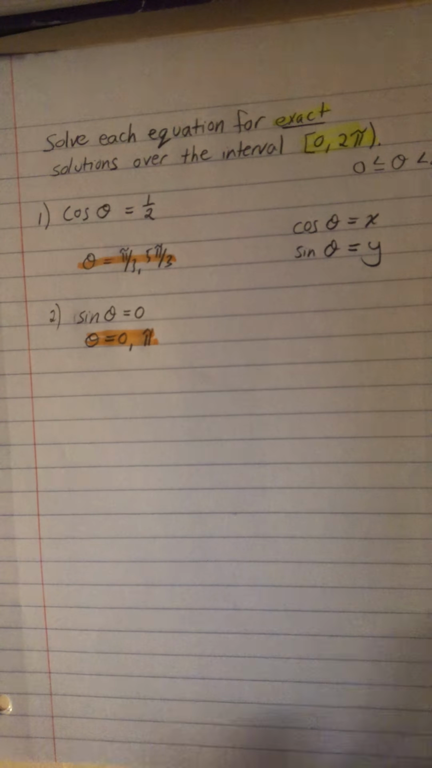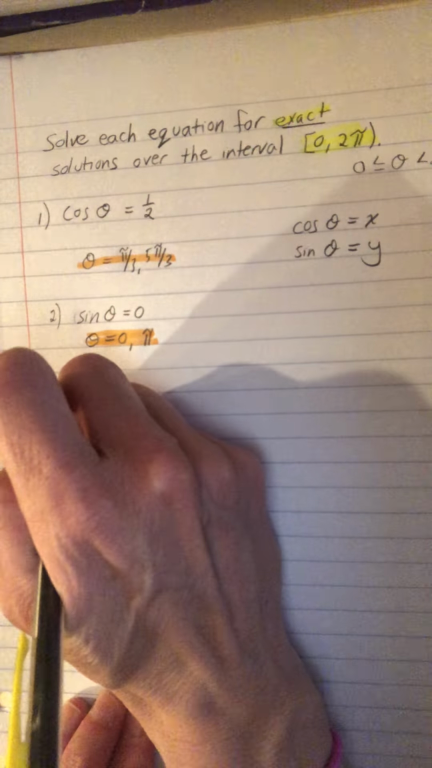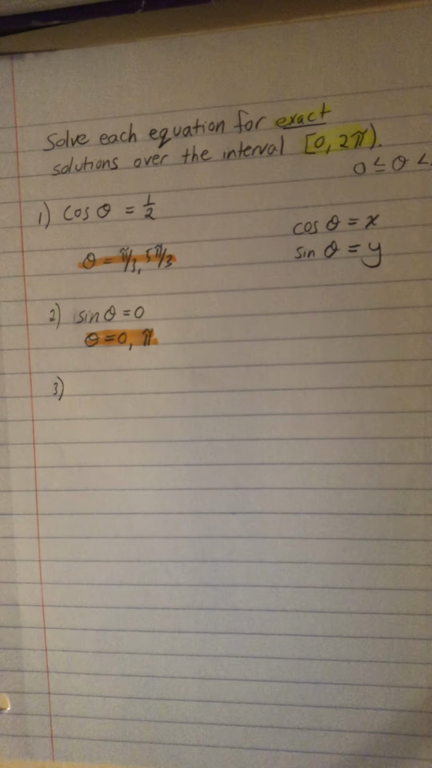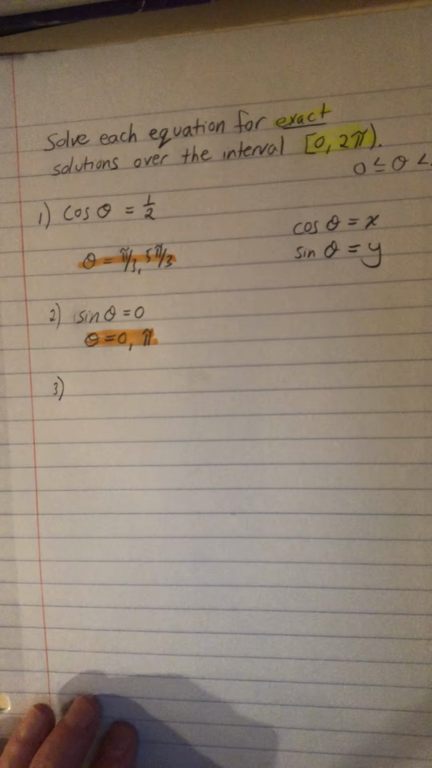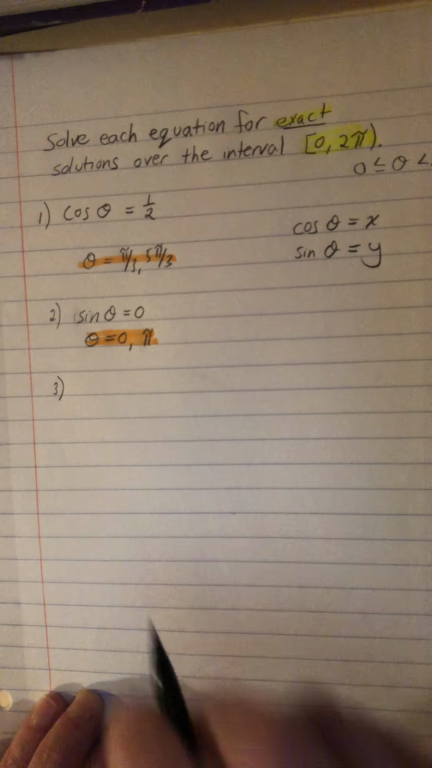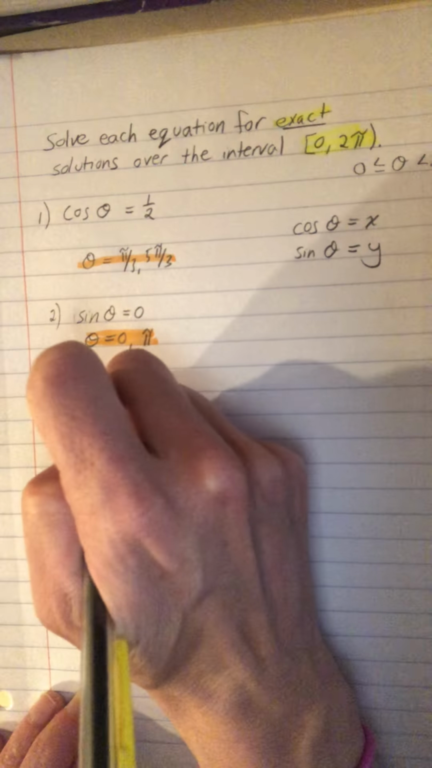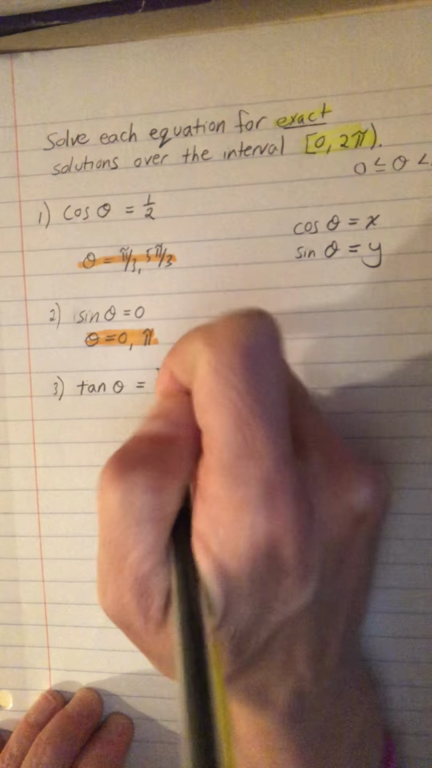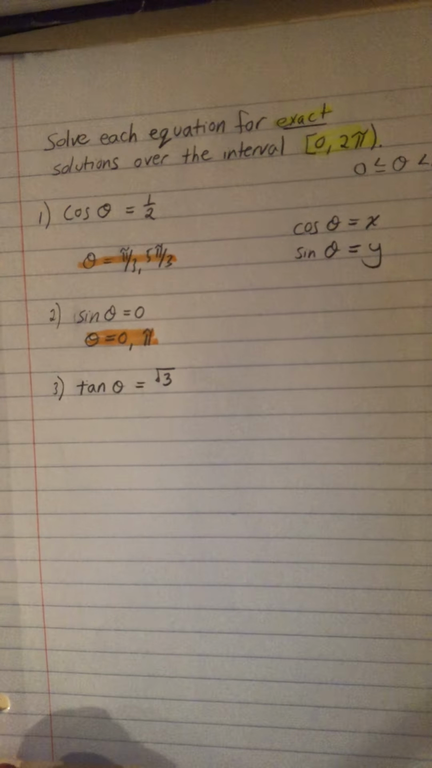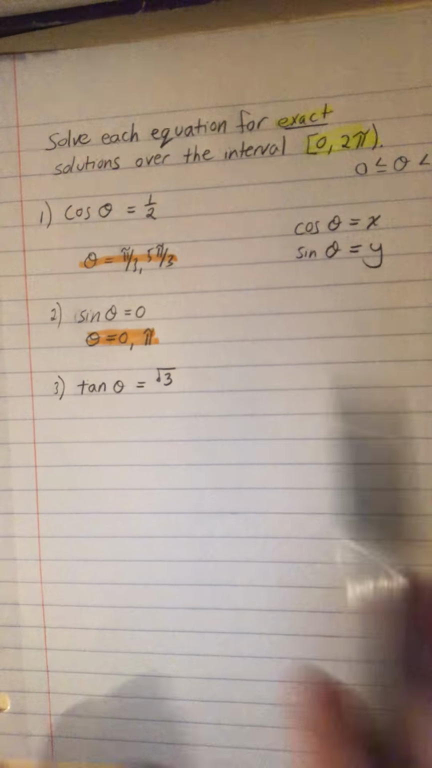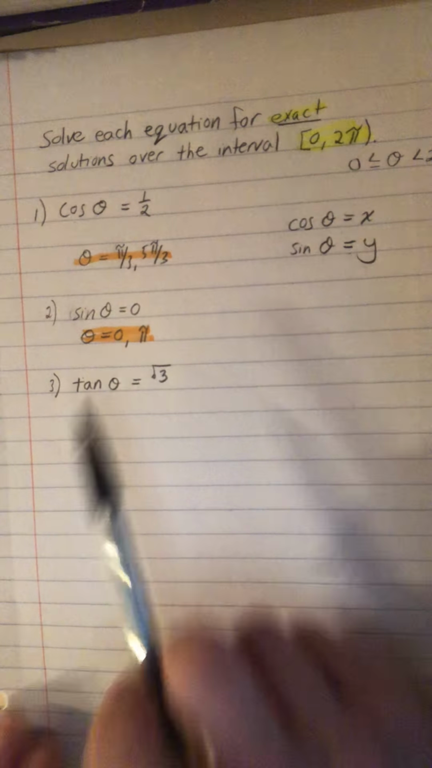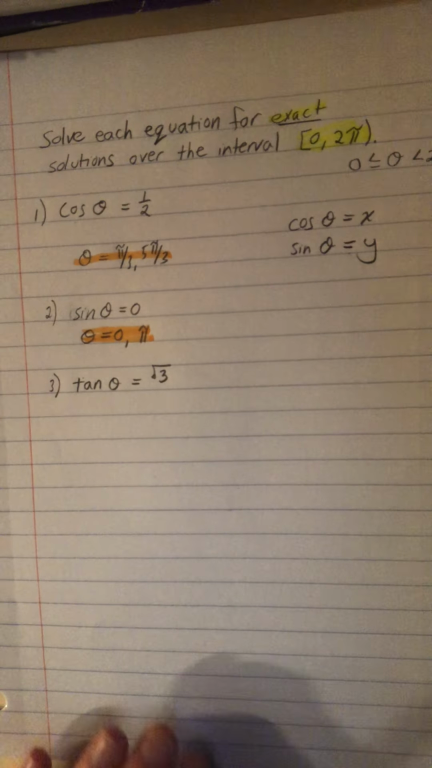All right, so let's do another one. Now let's take a look at this one. All right, guys, how does this slightly differ? Now, what if I said tangent of theta equals the square root of 3? Now, this was easy. Cosine was x. Easy to find when I looked at my unit circle. Sine is y. That was easy to find. I looked at the y values.